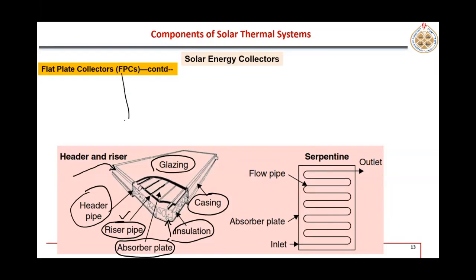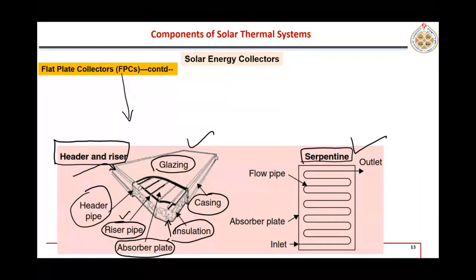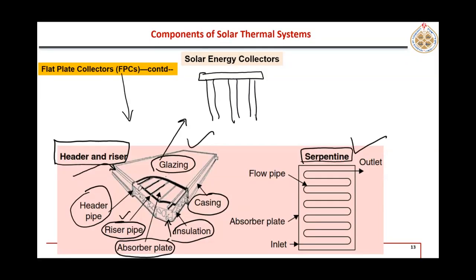So this flat plate solar collector, the arrangement of these tubes could be in this manner or in this manner. This is called header and riser type design of flat plate collector, and this is called serpentine design, right? In this design, as you see, there is one header at the top and fluid is distributed in these riser tubes, and on the other end there is another header. So that is called header and riser type of solar collector.